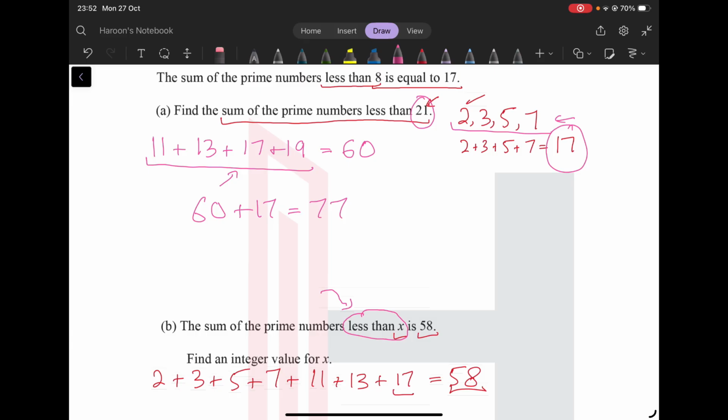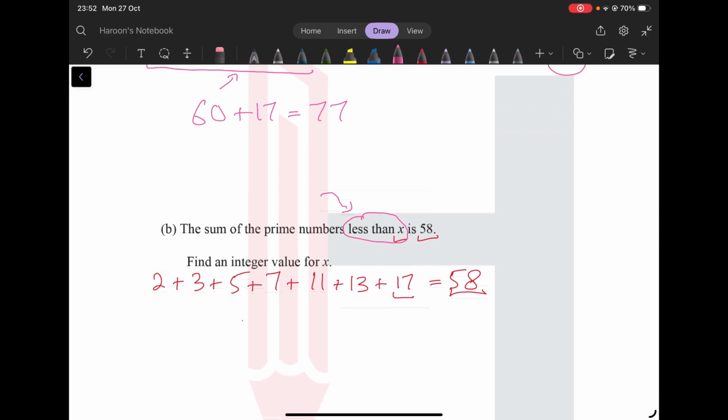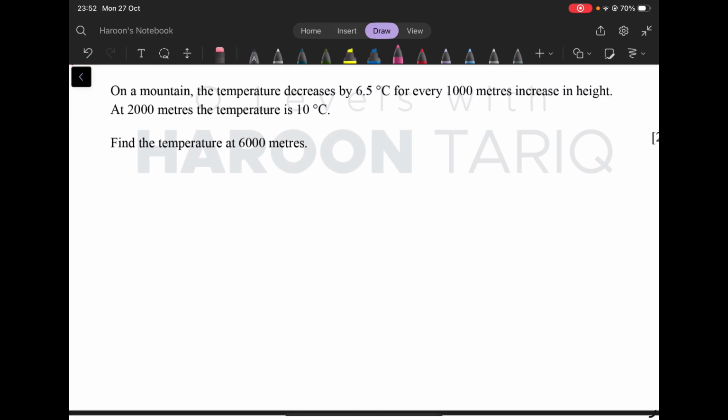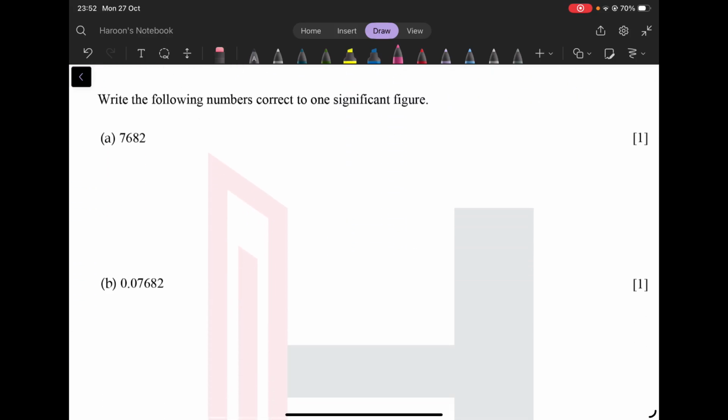So I can either say, for example, 18, or I can say 19 as well. So I'll just say x is equal to 18. If you write 19, that would be an acceptable answer as well, because 18 is not even a prime number. So you can write 18 or 19, both would be acceptable. Okay, now you can ignore this. This is not part of this chapter.